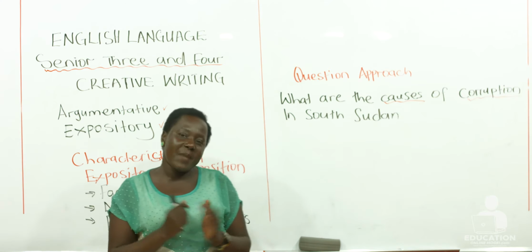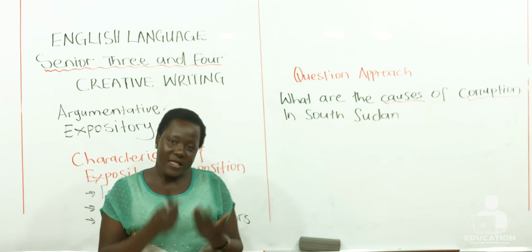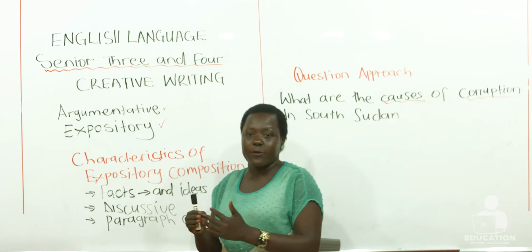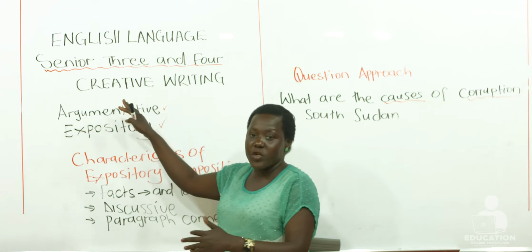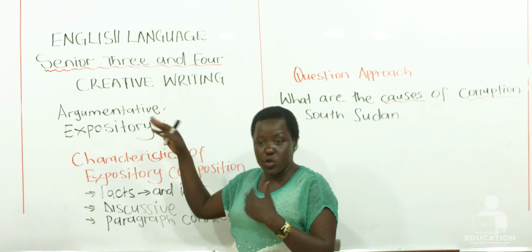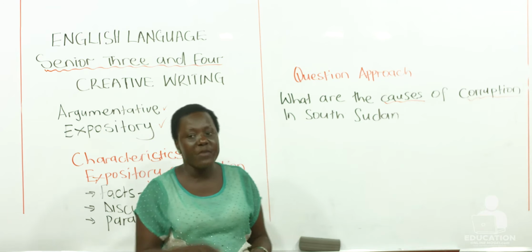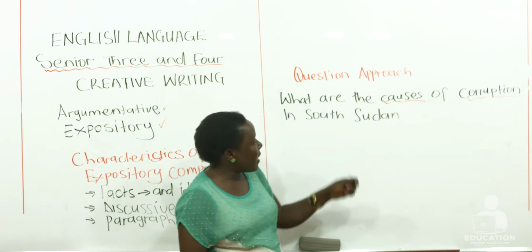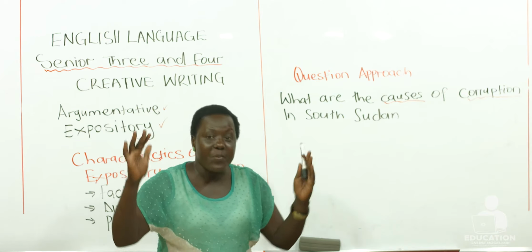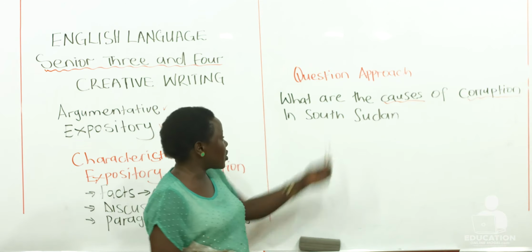So be very careful, my dear learners of Senior 3 and Senior 4. Senior 3, you should be even more careful, because I am preparing you to go to Senior 4. And Senior 4, I am preparing you now to go to the university. So you have to be very strict here. Now here, you will define causes. Causes mean, what is it that brings corruption into South Sudan?